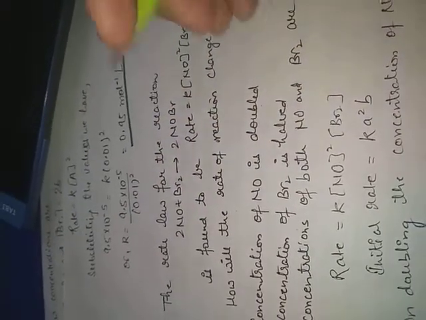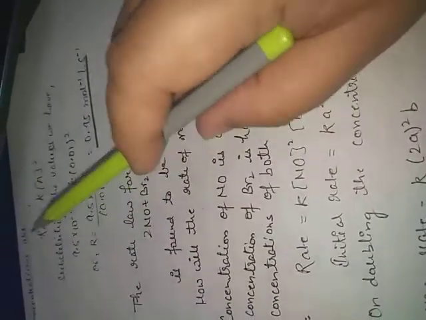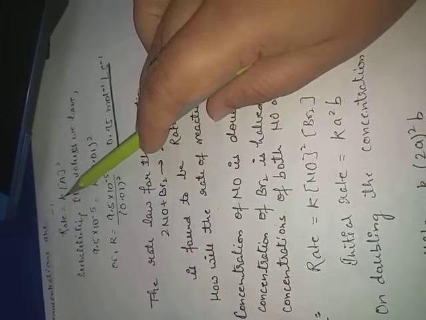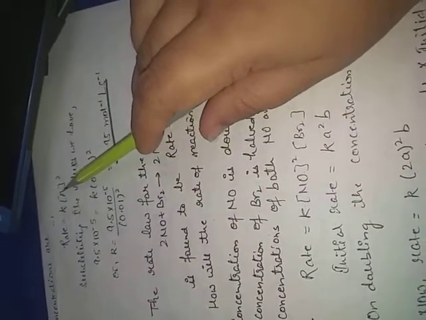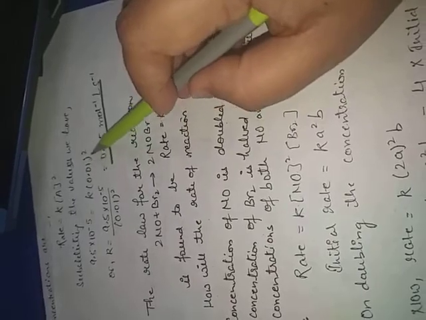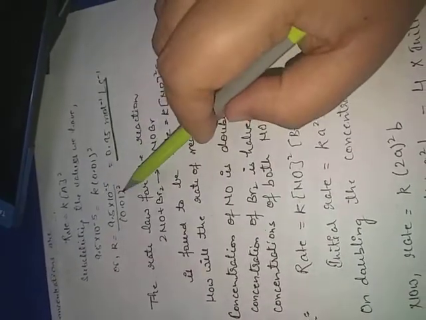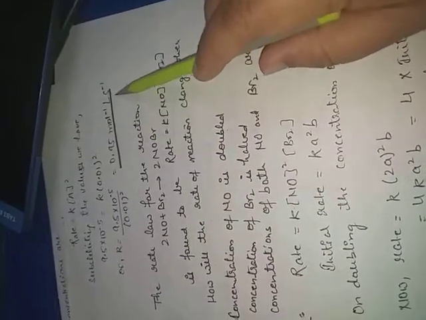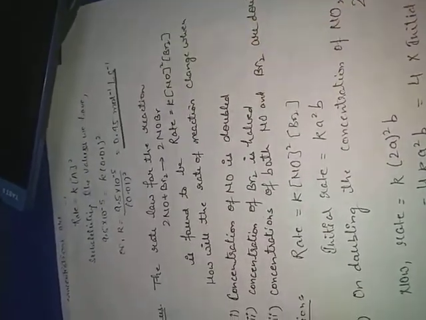The value of rate is given to us, the value of A is also given to us, and we have to calculate the value for rate constant. The value of rate is given to us, that is 9.5 into 10 raised to the power minus 5, is equal to K, and the molar concentration is given to us, that is 0.01 mole per liter whole square. So the value of K will be 0.95 mole inverse liter second inverse.